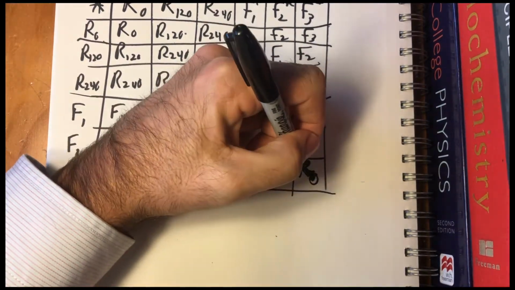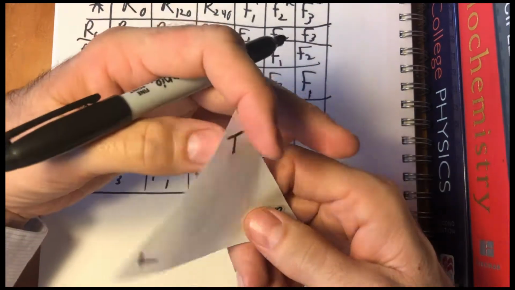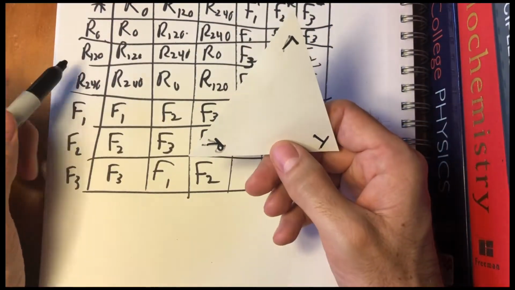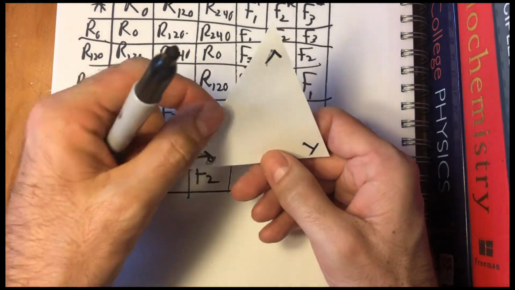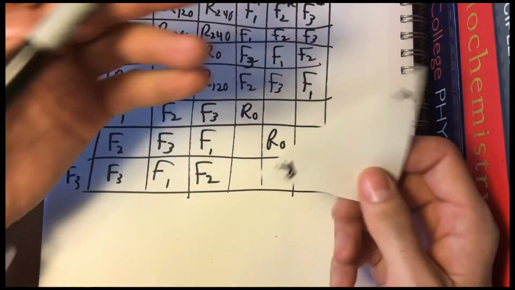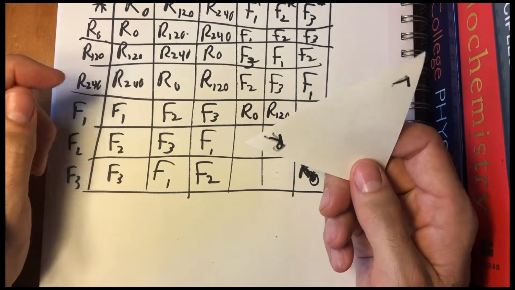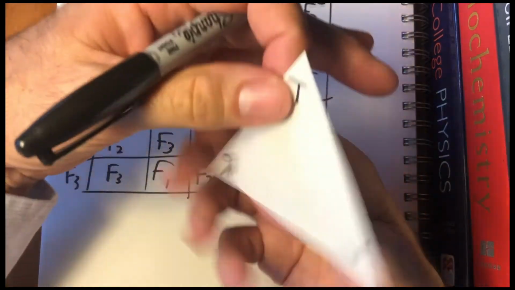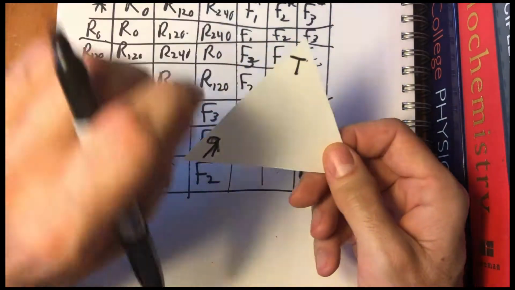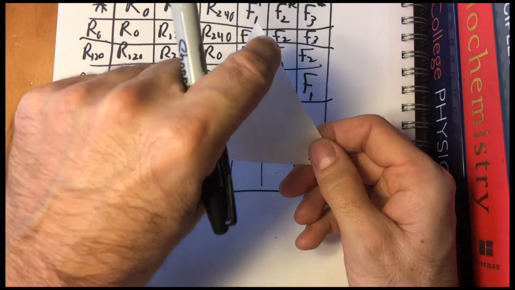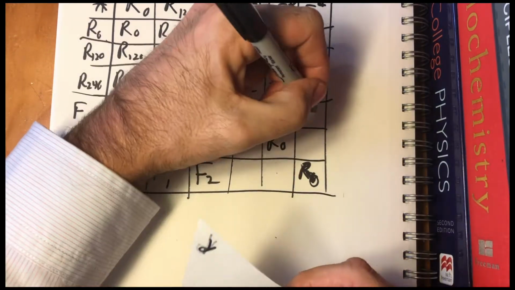Now, let's flip the T, and then you flip the R. And what is that? That is a 120 rotation. That's R120. And if we flip the T, and then flip the L, that is a 240 rotation.